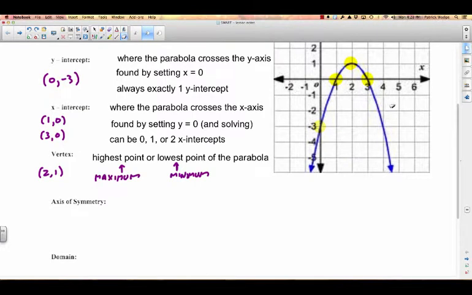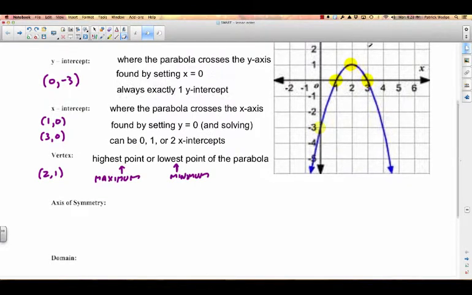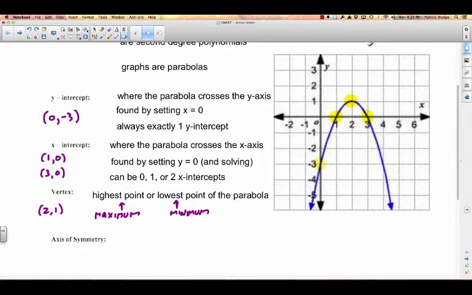Next, axis of symmetry. So for the axis of symmetry, what does symmetry mean first of all? Kind of makes you think of mirrors or something, right? It's when one half of something looks exactly the same as the other half. So there is an axis of symmetry here. I will draw it in with a dotted line. There we go, I've put it in red.